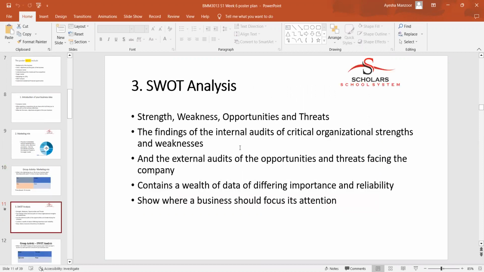And then third, the SWOT analysis, in which they have to identify the strengths, weaknesses, opportunities, and threats of their business, and the findings of all the internal audits for critical organizational strengths and weaknesses, and the external audits of the opportunities and threats facing the company. The internal audit and the external audit mean the internal environment and the external environment of your business. It contains a wealth of data of differing importance and reliability and shows where a business should focus its attention.